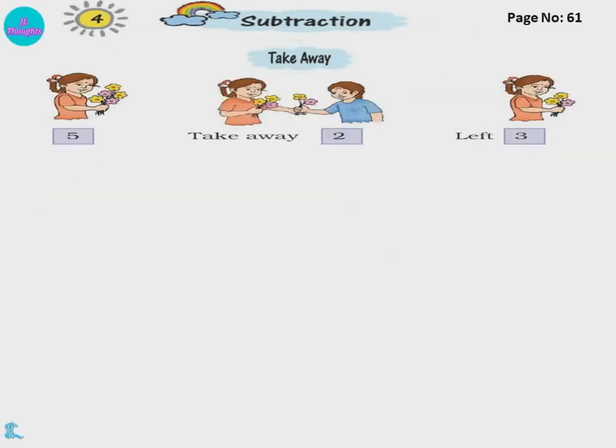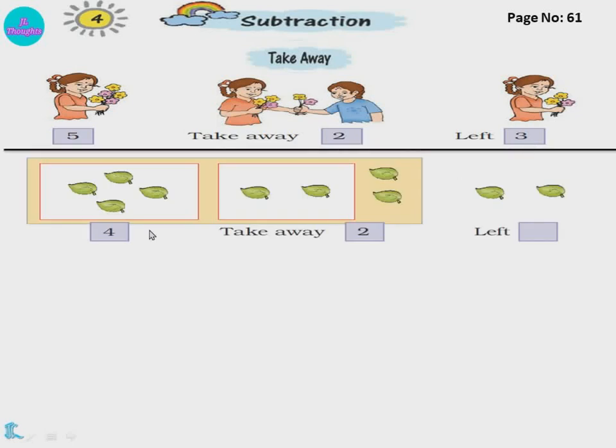Now page number 61. Take away. See, count the number of flowers in this. 1, 2, 3, 4, 5. How many flowers are there with the girl? 5 flowers. Take away. How many flowers did she give to the boy? 1, 2. So 2. How many are left? Equals to. Totally how many flowers are left with the girl? 1, 2, 3. Understood? 5 take away 2, left 3.